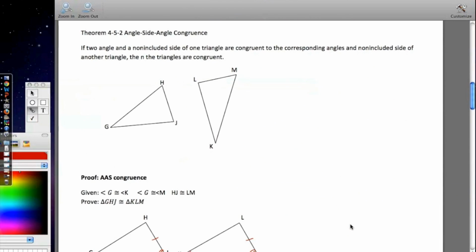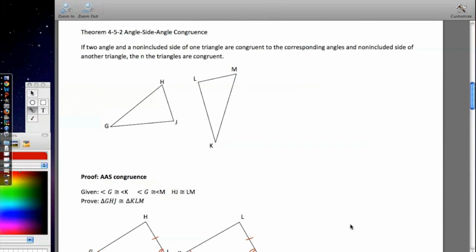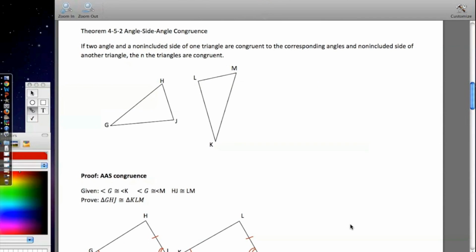Let's keep going on. The second one that we're going to learn about today is the angle side angle congruence postulate. Okay? Actually, I made a mistake. This should say angle, angle, side, or AAS. It says if two angles and a non-included side of one triangle are congruent to the corresponding angles and a non-included side of another triangle, then the triangles are congruent.